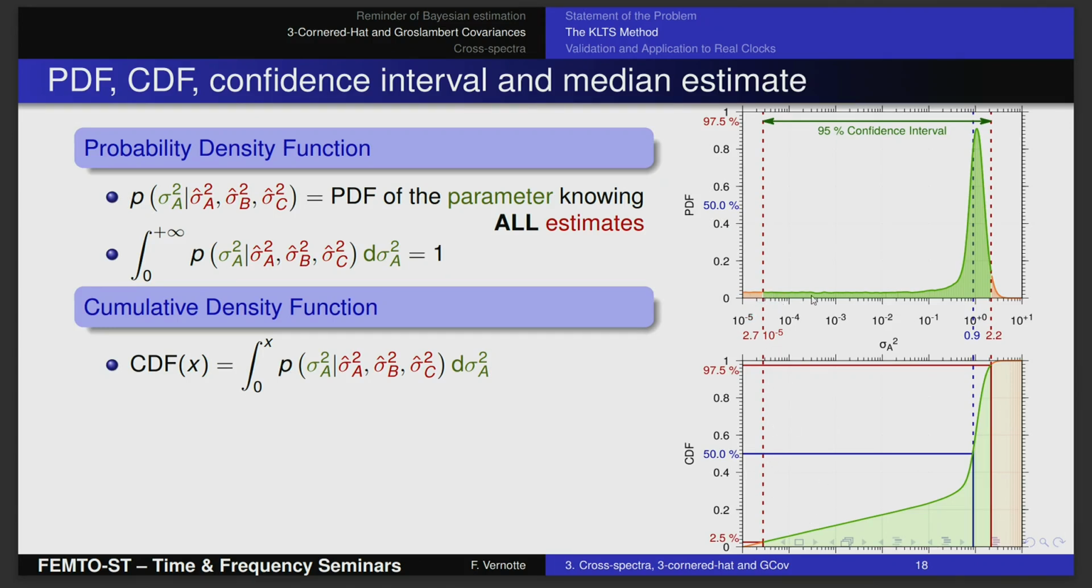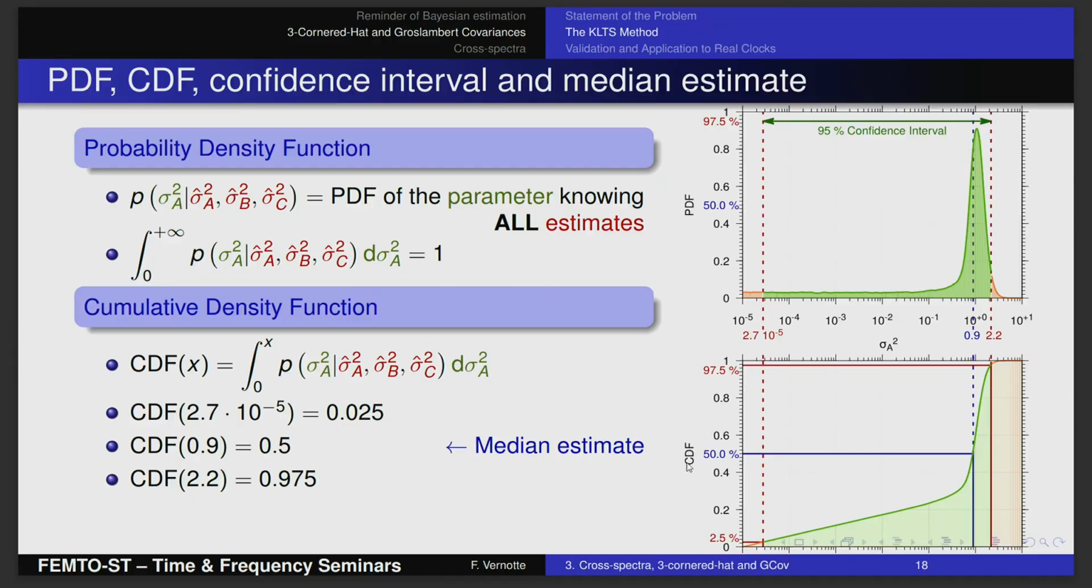You see that if you have something which is constant here, you have a slope which increases progressively here, and the integral of this is the integral of that. What we obtain is directly the cumulative density function. So here you are exactly at 0.025, and you have this value here, which is your bound, and you find the bound is 2.7, 10 to the minus 5. And the other bound is given here, at 97.5%, and you have a value which is 2.2. If you are interested, you can also obtain the median estimate, which is the one which gives you 0.5. And here it's 0.9.